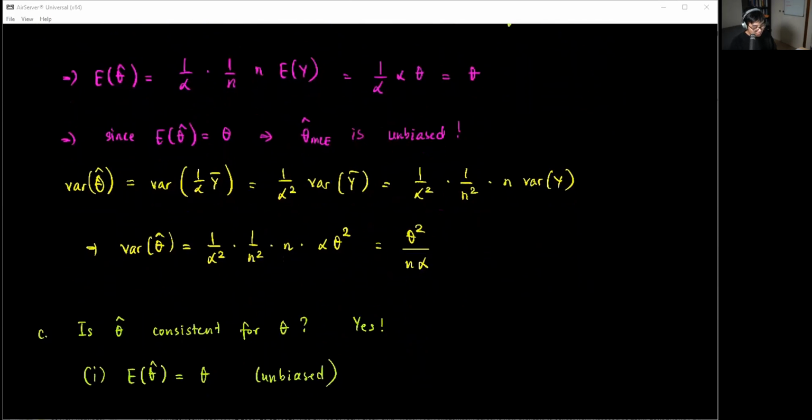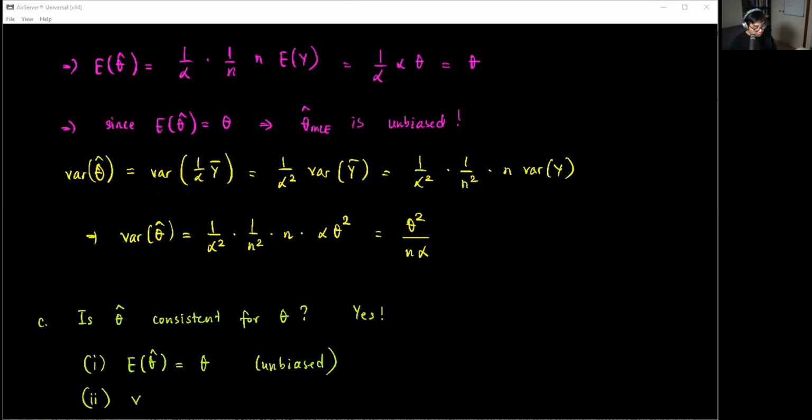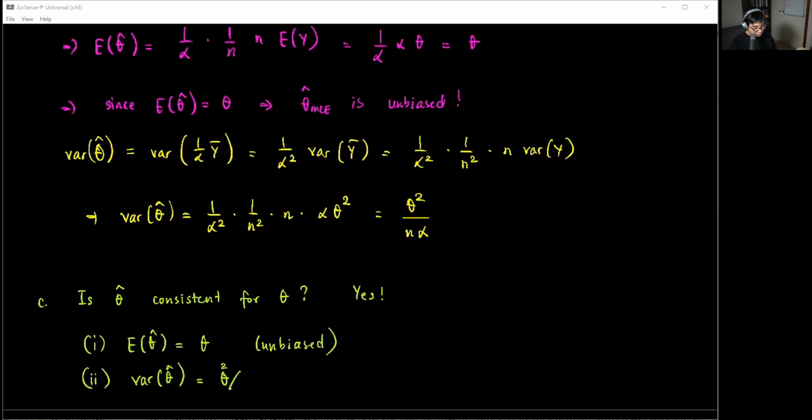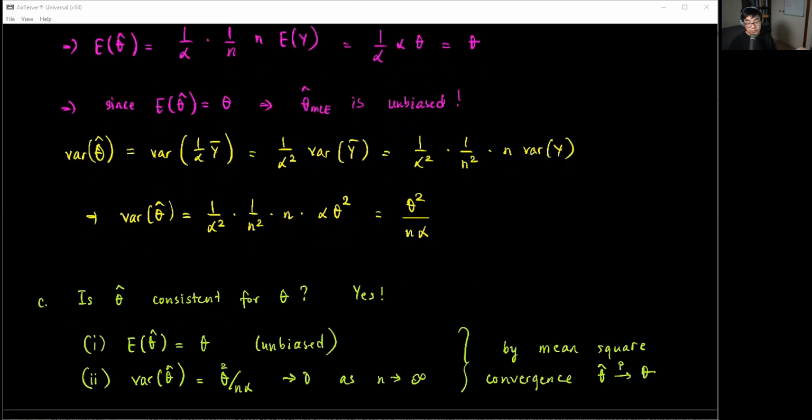And secondly, the variance of theta hat, which is equal to theta squared over n alpha, goes to 0 as n goes to infinity. So with these two conditions, by mean square convergence, theta hat is consistent for theta. All right. Are we all happy with that so far? Any questions about that? I don't think that any of this is new for you guys. Hopefully not.